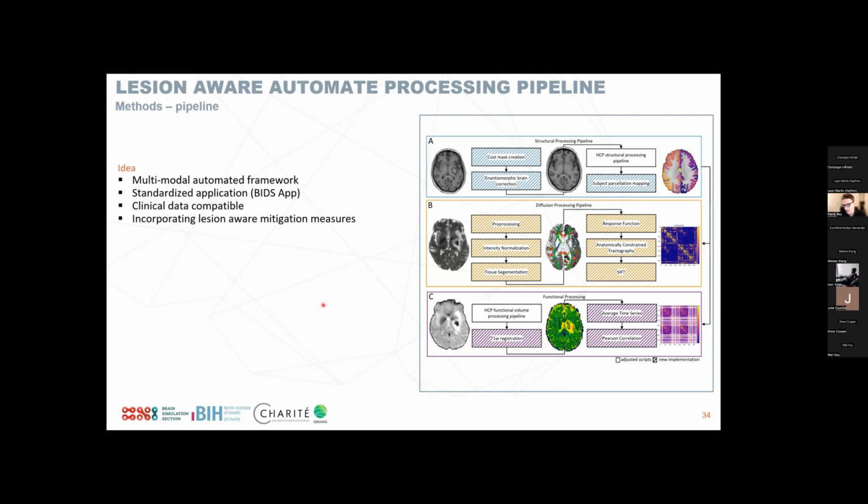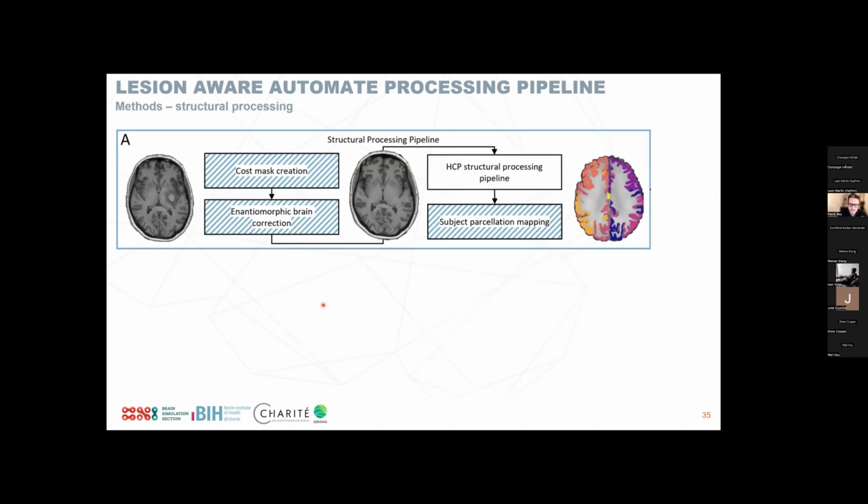And then we incorporated all these different mitigation measures to actually deal with the lesions themselves. Just as a quick overview for the three main modules, the structural processing, we first run the step of cost mask creation. So you see all of those striped ones are new implementation, and the blank ones are adjusted existing pipeline scripts.